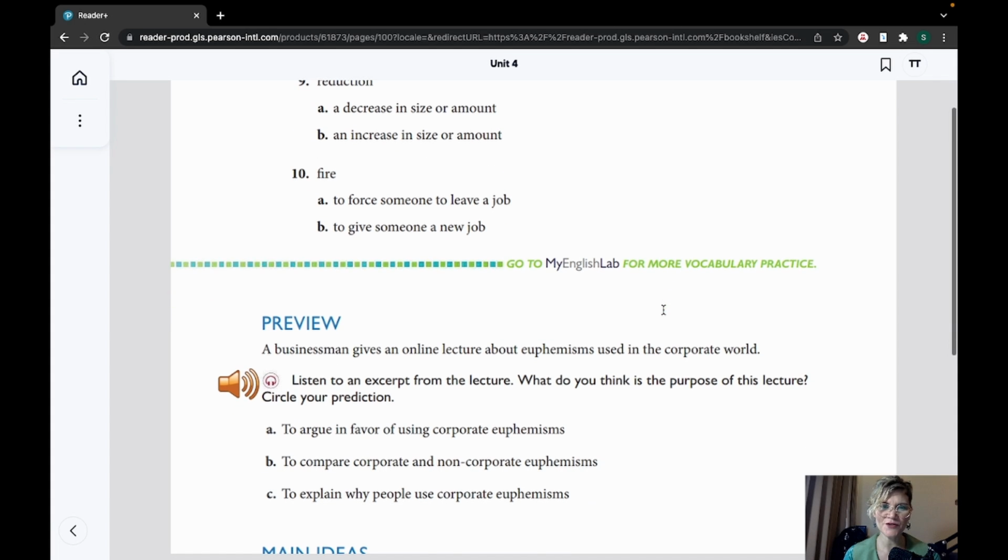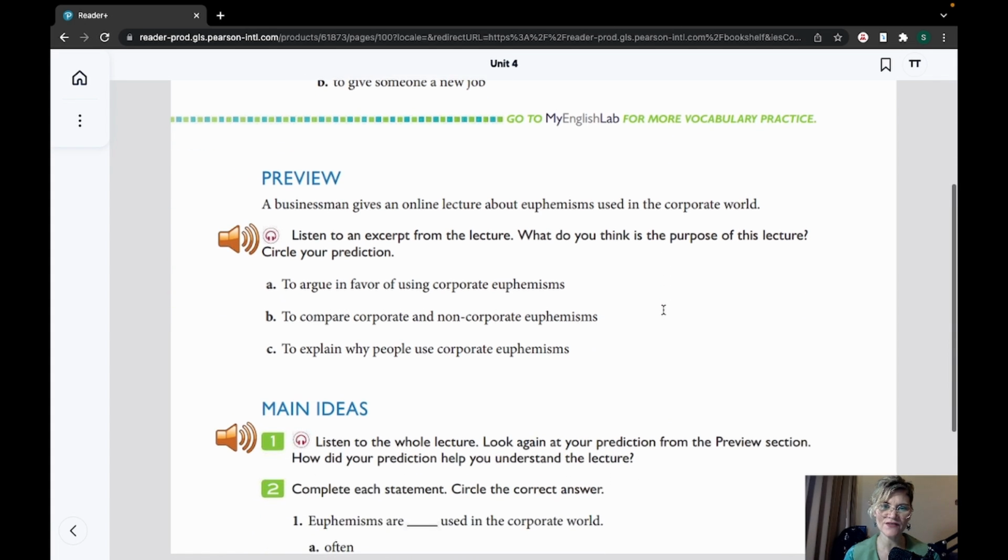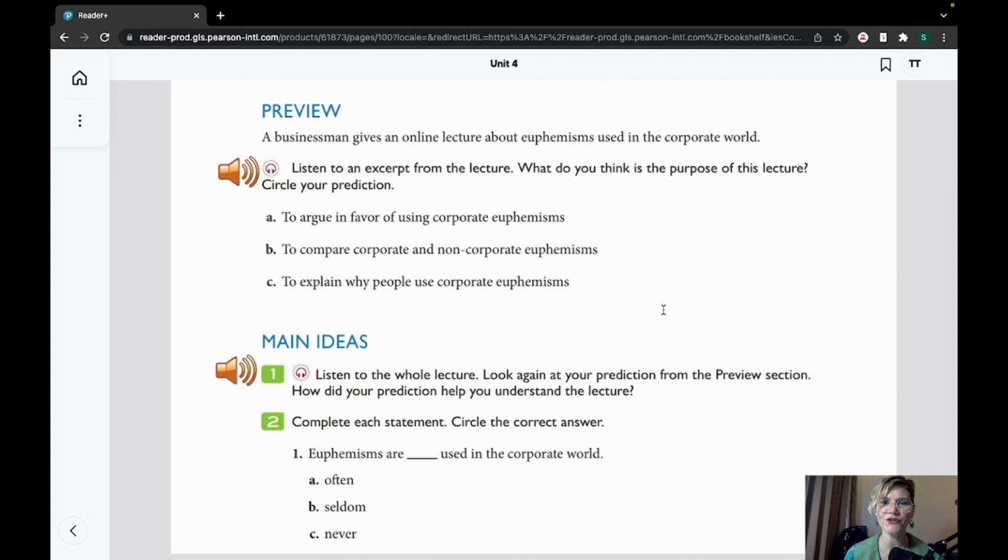Very good. That brings us to preview. A businessman gives an online lecture about euphemisms used in the corporate world. Euphemisms are really just a nicer way of saying something that might be shameful or embarrassing. Listen to an excerpt from the lecture. What do you think is the purpose of this lecture? Can you circle the prediction? What do you think this lecture is about? Listen first and then answer.